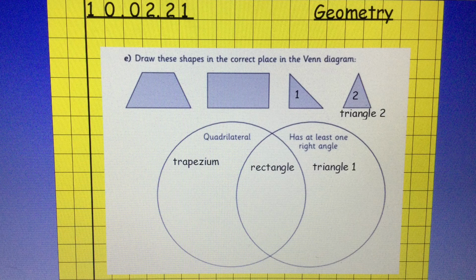And here are your answers today for geometry. Well done if you got some of those correct. Remember, a quadrilateral is a shape that has 4 sides.